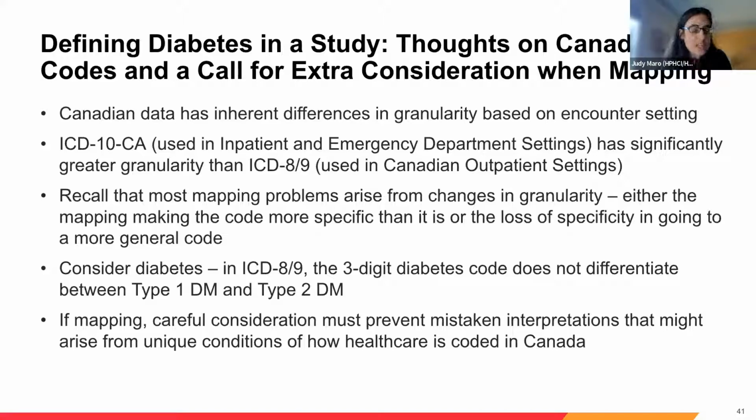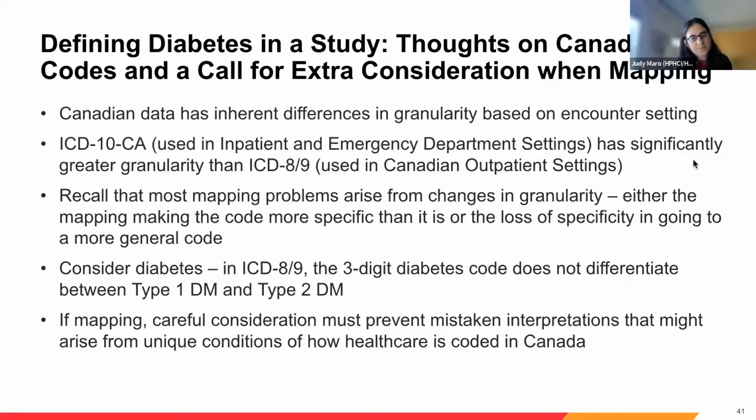So consider diabetes. In the ICD-9, 8, or 10 framework, there's only 3 digits that describe the code for diabetes, but that doesn't differentiate between type 1 and type 2. However, if I'm in the ICD-10 setting, I can capture 6 digits. So I can actually capture that granularity. And I want to make sure I understand how to use those things together, because in the end, all of our goal is to prevent mistaken interpretations that could come out of something like a mismapped value.